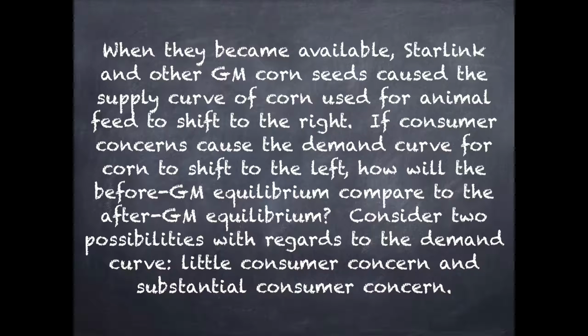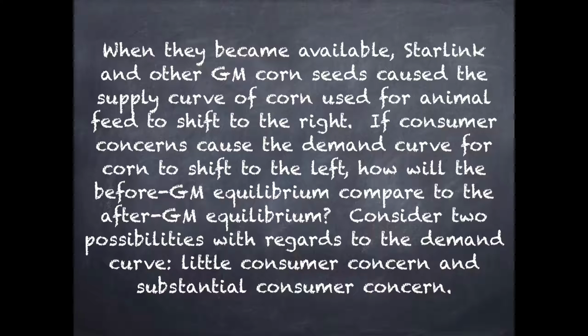So what we're seeing here is that the development of these genetically modified corn seeds is lowering the cost of production, which is causing the supply curve to shift to the right. The two scenarios we're considering involve consumer concern. The first scenario is that people are a little bit concerned. Some people might stop buying the product because it's genetically modified, so there'll be a minimal impact on the demand curve. Another scenario is where a large number of people have decided that they're not going to buy these products because they use genetically modified corn. This is considered substantial consumer concern.